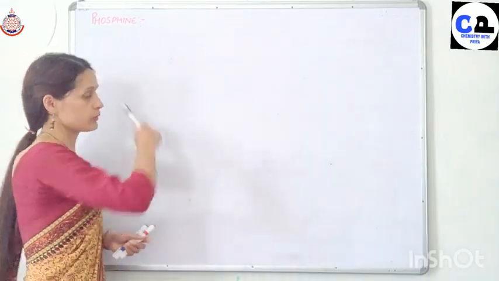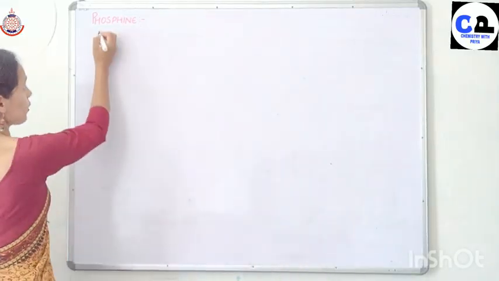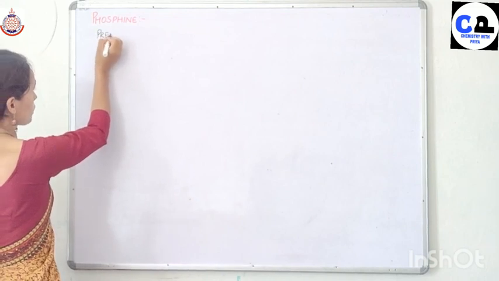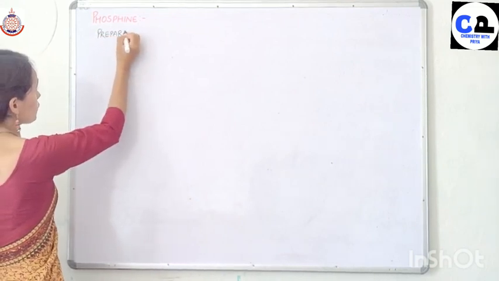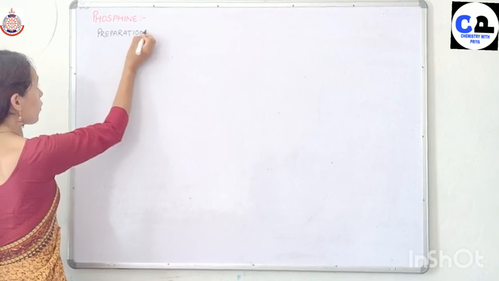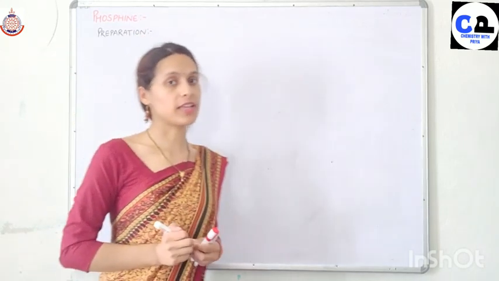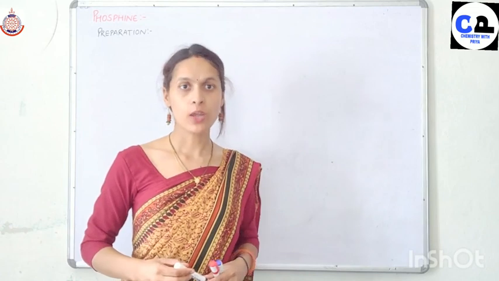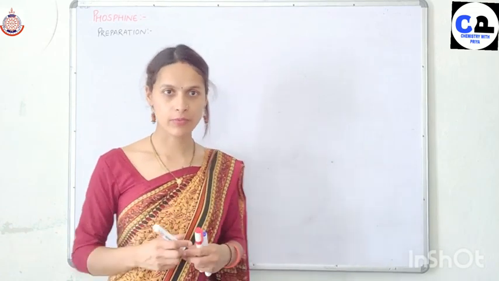Here is our topic, that is phosphine. First of all, we'll talk about the preparation of phosphine. We can prepare phosphine by the following methods. We have 4 or 5 methods for the preparation of phosphine. We'll study these methods one by one.